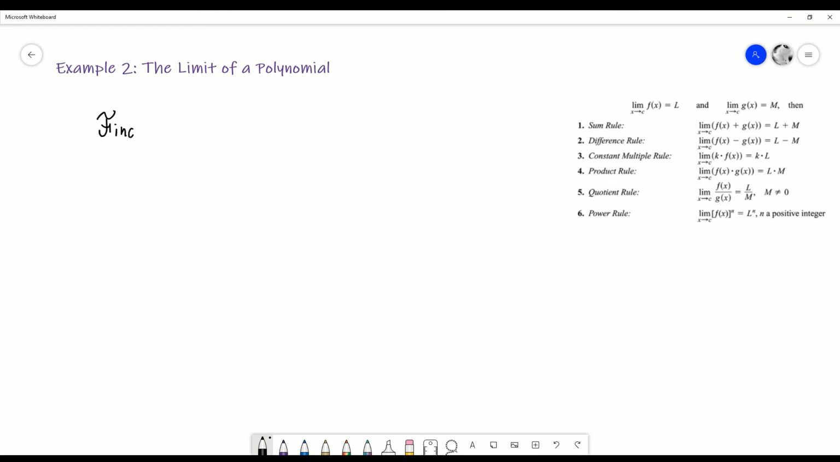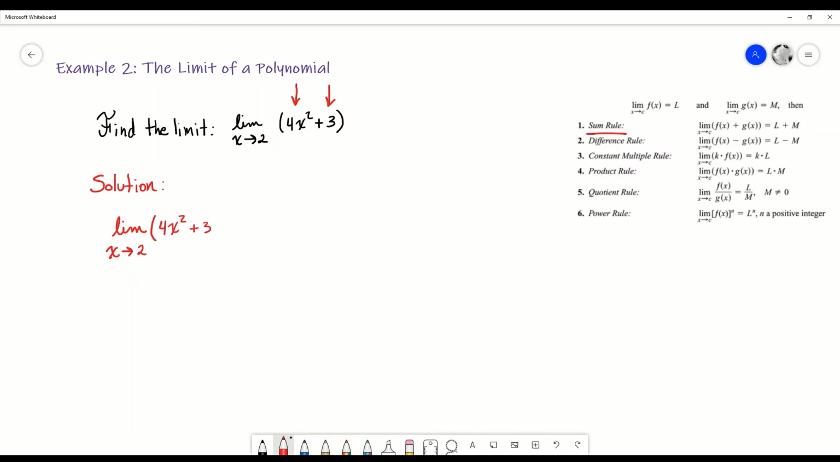So now let's take a look at the following limit. What's the limit as x approaches 2 of 4x squared plus 3? My solution is going to be, notice that 4x squared plus 3 can be considered the sum of two functions. 4x squared is one function, and then the constant function 3 is another. So I can rewrite the limit of 4x squared plus 3 as the limit as x approaches 2 of 4x squared plus the limit as x approaches 2 of 3.